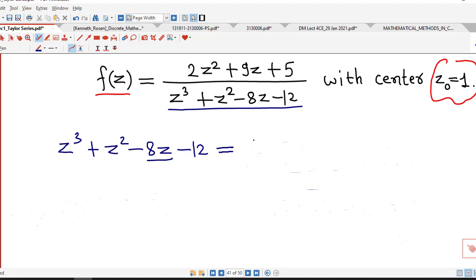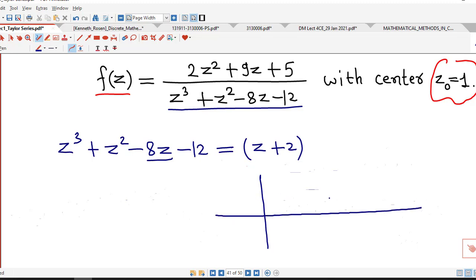So here, because z equal to minus 2 is a root of this polynomial, one possible factor is z plus 2. So we find the other two factors by the method of synthetic division. Here we put z equal to minus 2, and here we write down the coefficients of powers of z starting from z cube. The coefficient of z cube is 1, the coefficient of z square is 1, the coefficient of z is minus 8, and here minus 12.